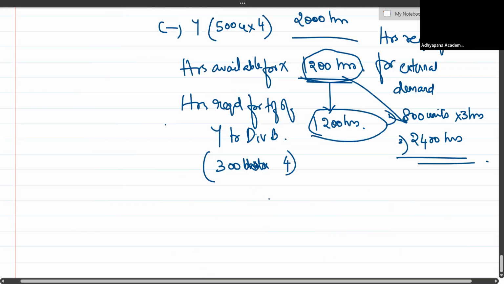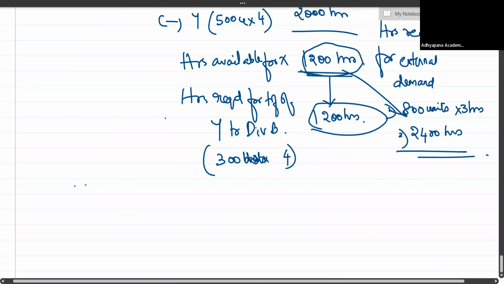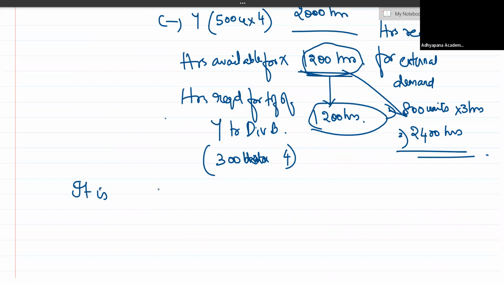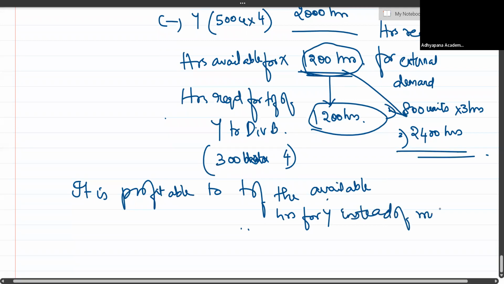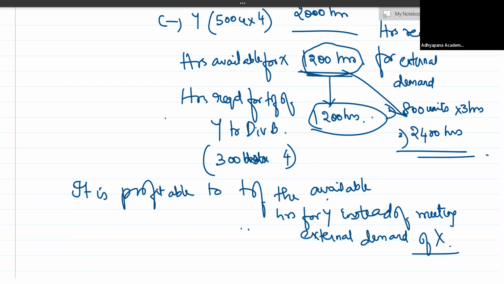Now coming to finding the transfer price, I have decided that it is profitable to transfer the available hours for Y instead of meeting the external demand of X, because we compared the contribution per hour. Now, this hours required for transfer of Y is 1200 hours. It exactly matches. So, what is the transfer price?